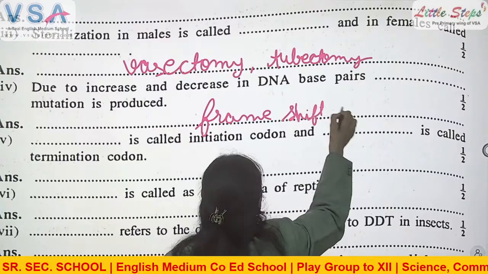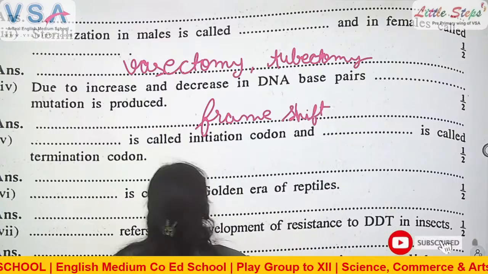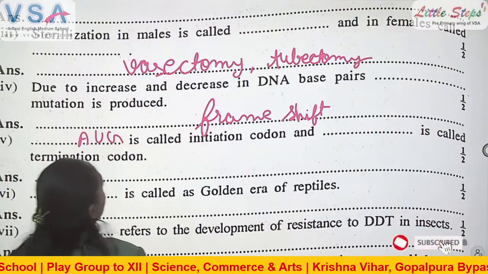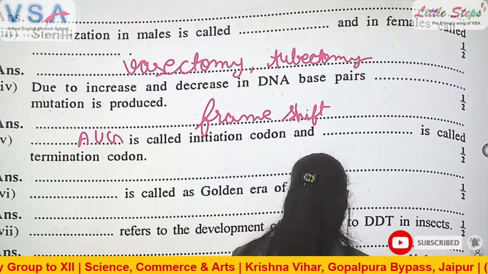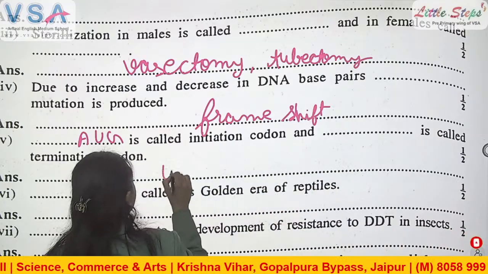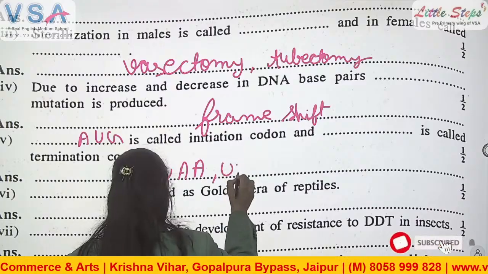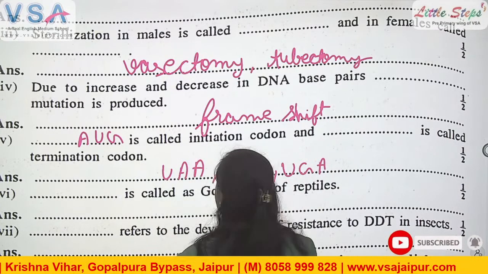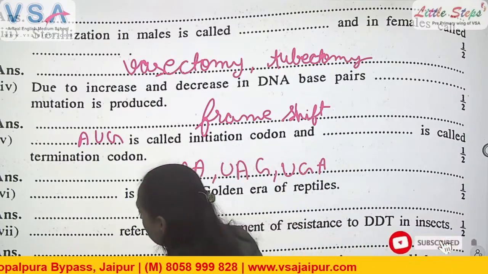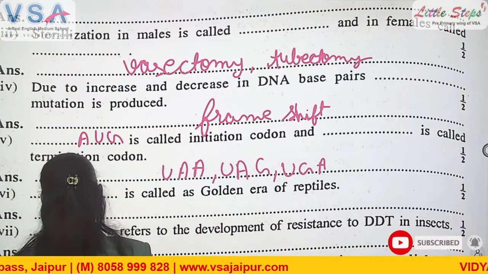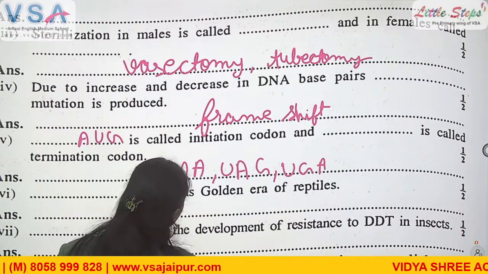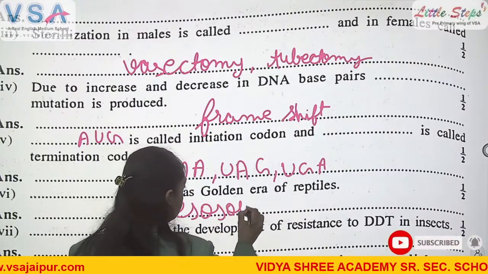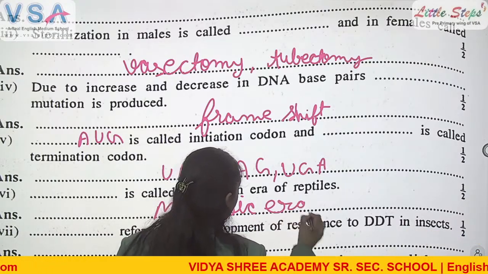Okay, now is called initiation codon and is called termination codon. So which is which? AUG is the initiation codon, and UAA, UAG and UGA are the termination codons, also called stop codons. Okay, now the next is called the golden era of reptiles, Mesozoic era.